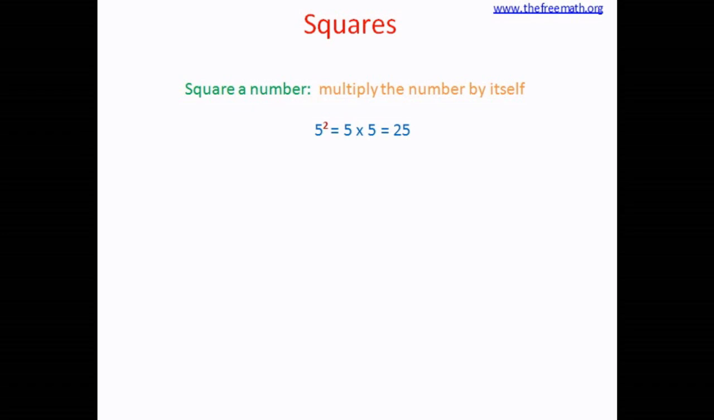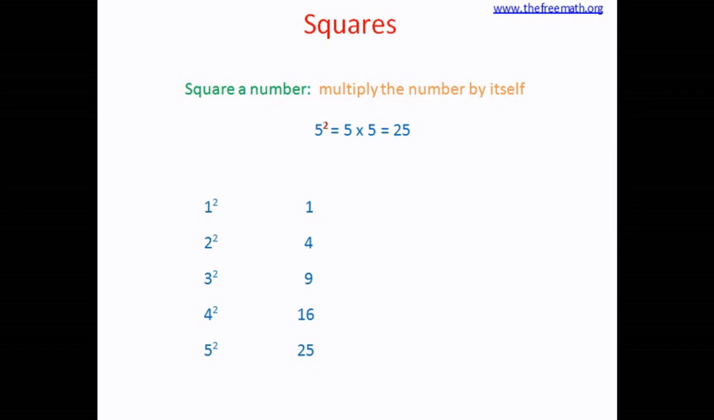Now you see this little 2 I have written above 5. That 2 indicates that the number appears twice in the multiplication. Now let's see some common squares here.